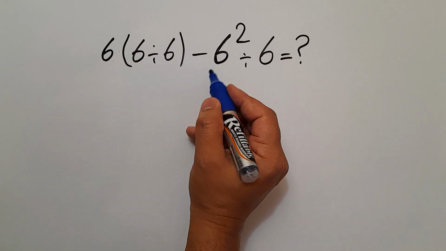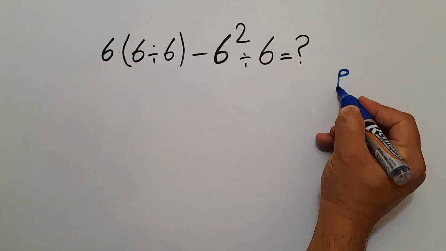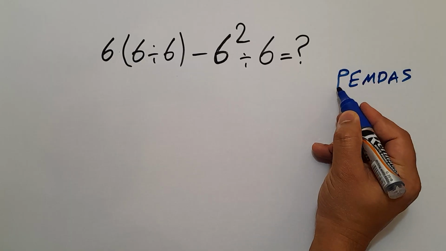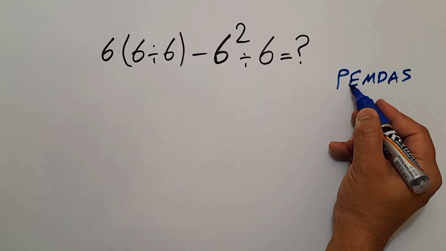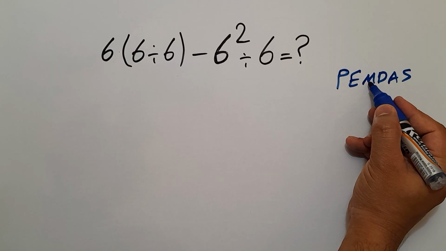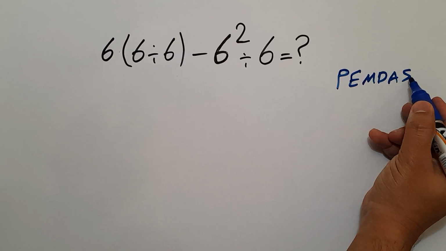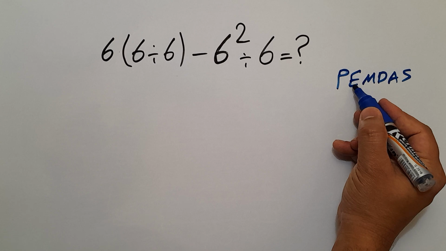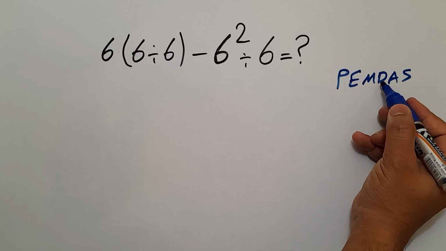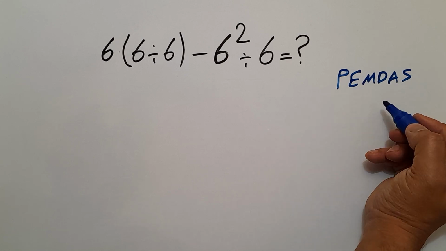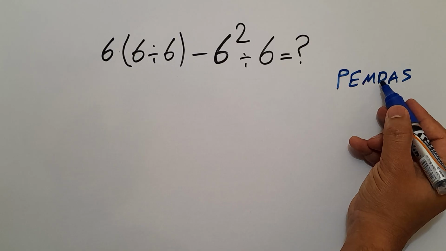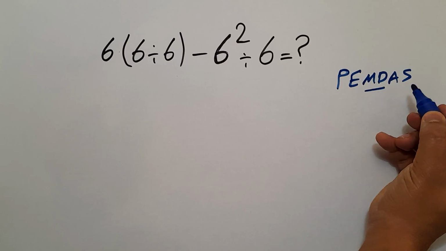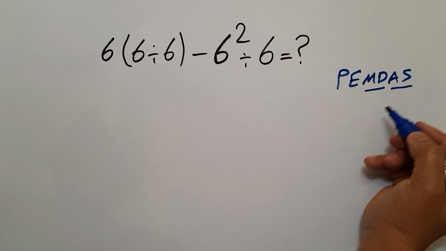According to the order of operations, which is PEMDAS, P stands for parentheses, E stands for exponents, M and D stand for multiplication and division, and A and S stand for addition and subtraction. We first do parentheses, then exponents, then multiplication and division, and finally addition and subtraction. Remember that multiplication and division have equal priority and we have to work from left to right, and the same applies to addition and subtraction.